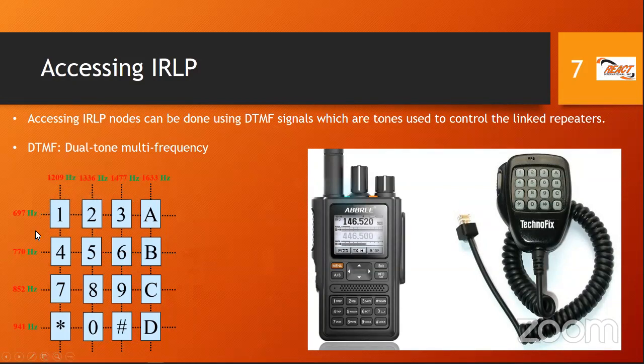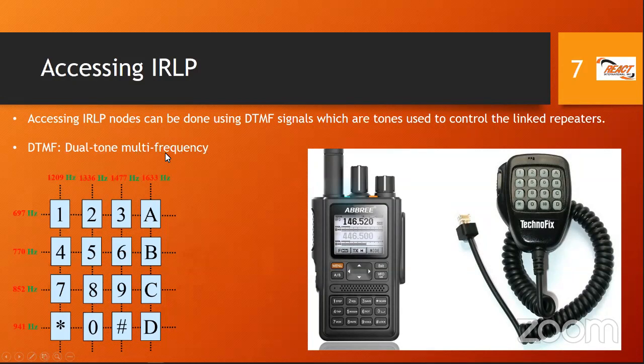So you can actually send signals and instructions to a repeater to tell it to connect to another repeater, or to connect to a reflector, or to connect to a conference bridge so that you can talk with other hams. To send those instructions, you can use your radio and the keypad. Now when you press the keypad, 1, 2, 3, 4, 5, and so on, it generates what is known as DTMF, or dual tone multi-frequency.